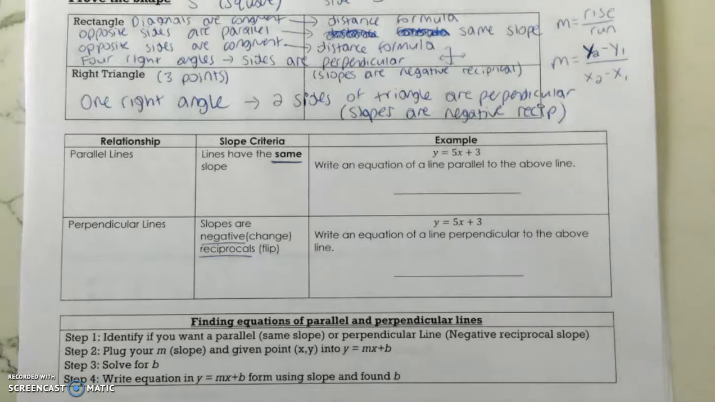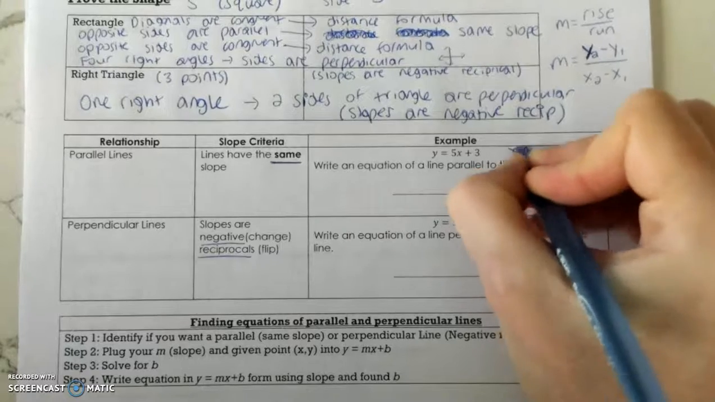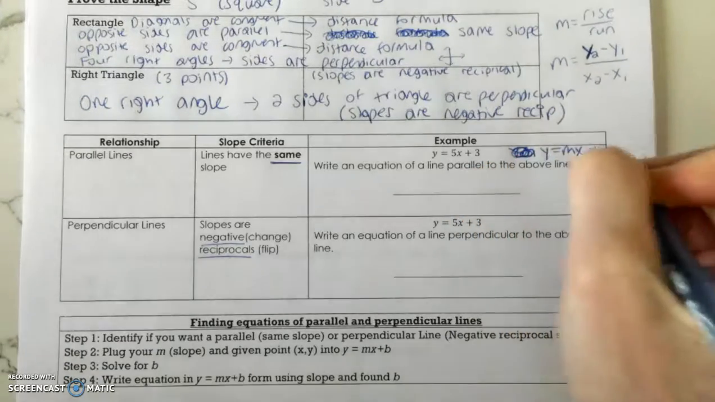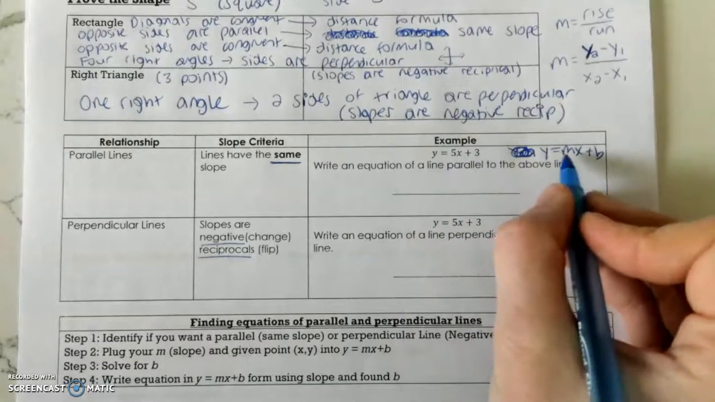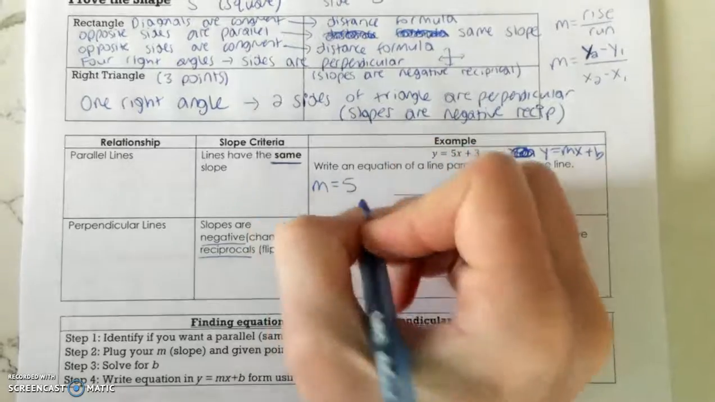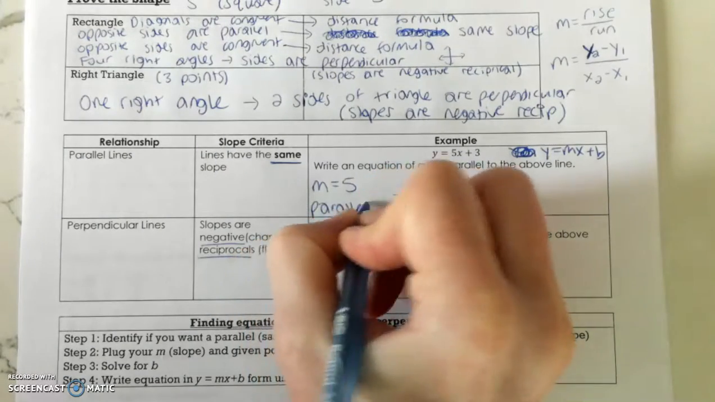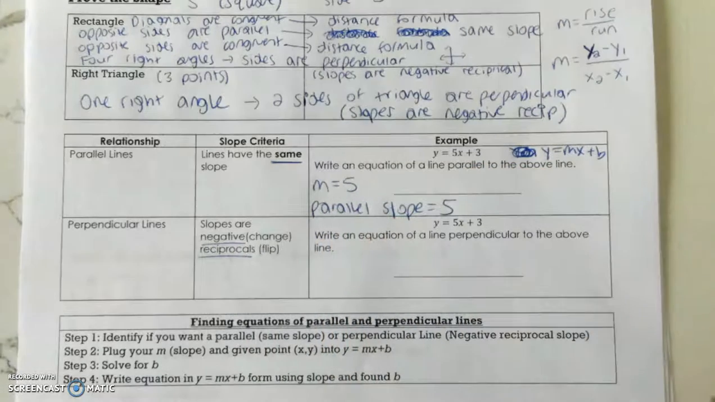We're going to write an equation of a line parallel to the line above. This line is in slope-intercept form, which you should have remembered from algebra, y equals mx plus b. Let's identify the slope here. It's the m, which is the coefficient in front of x. So my slope is 5. So a parallel slope will also be 5. It'll be the same thing.